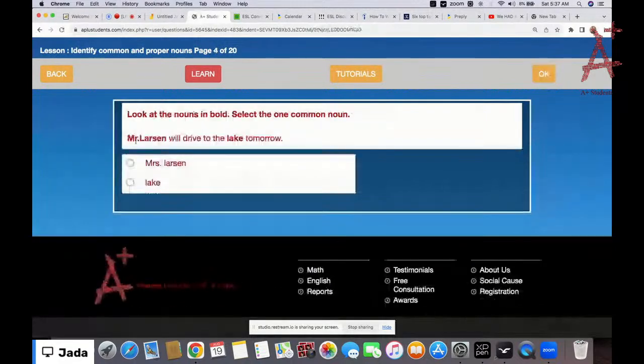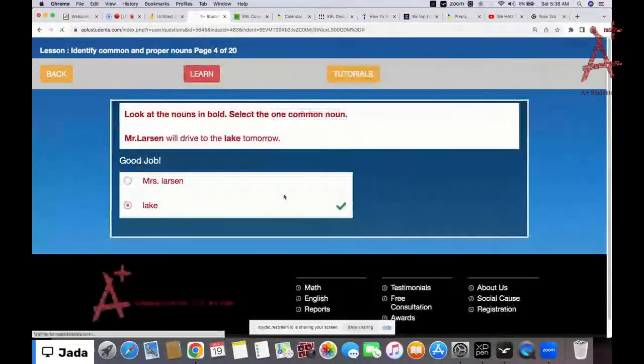All right, look at this one now. Mr. Larson will drive to the lake tomorrow. So one common noun. Which is the common noun here? Which is the common noun? Let's see your answers, everybody. So it says two, lake, right? Okay, thank you, Emmanuel. So lake, thank you, Ayomide. All right, perfect, everybody. Thank you.